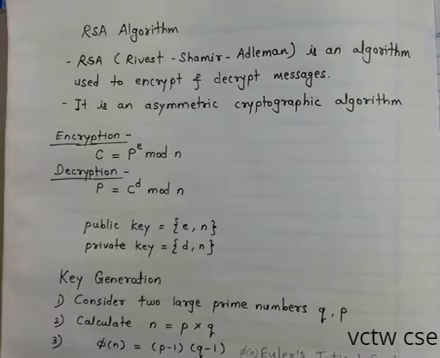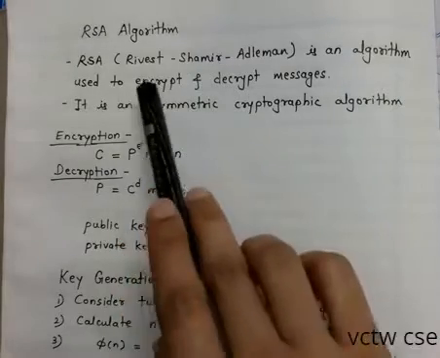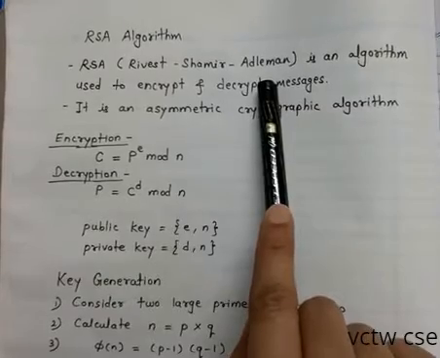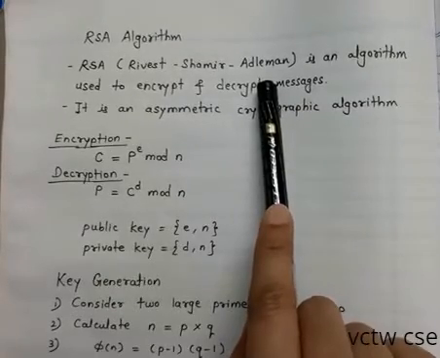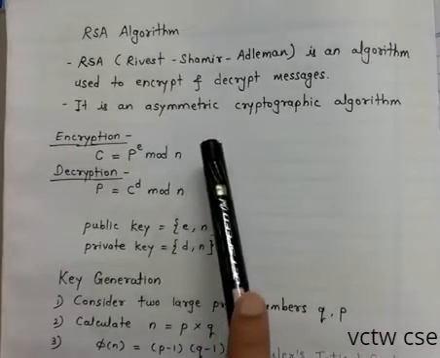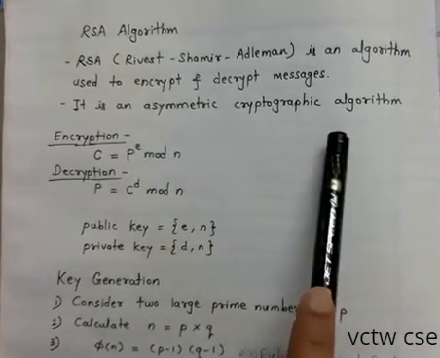used to encrypt and decrypt messages. This algorithm is developed by three authors, that is Rivest, Shamir and Adleman. That's why the name of the algorithm is given as RSA. Rivest, Shamir, Adleman. So it is an asymmetric cryptographic algorithm.